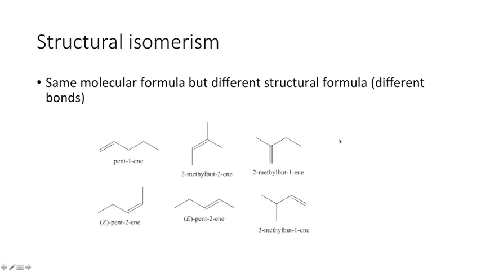Alkenes exhibit structural isomerism, meaning that they have compounds with the same molecular formula but different structural formula. Effectively, this means different bonds. So one alkene molecule can have many different isomers with different bonds.